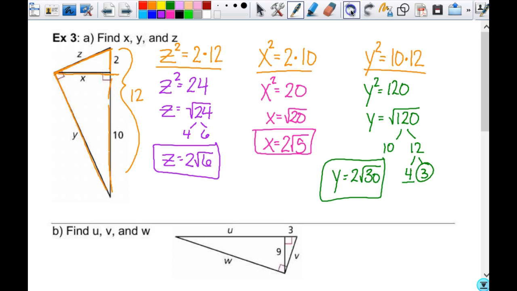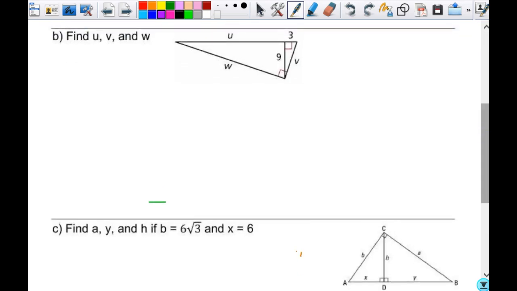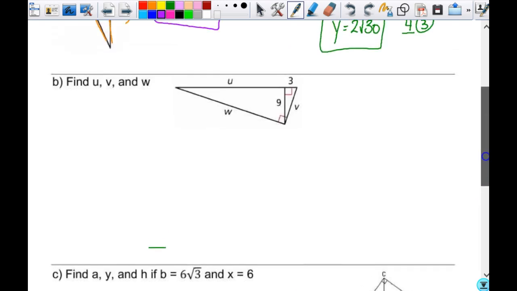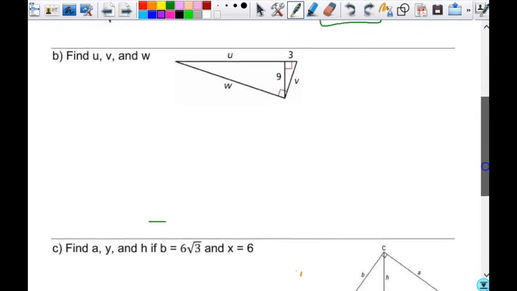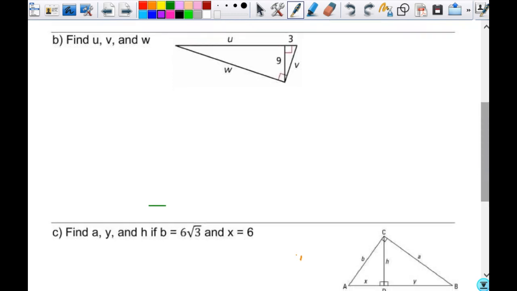All right. So let's go down here. Now, when you go to set these up, you do not want to set them up based on the variable. Meaning, I know I'm looking for U, V, and W here, but I am not going to try to set something up for U and then something for V. I'm going to look at the pieces, the legs and the altitude, because that's what everything revolves around.